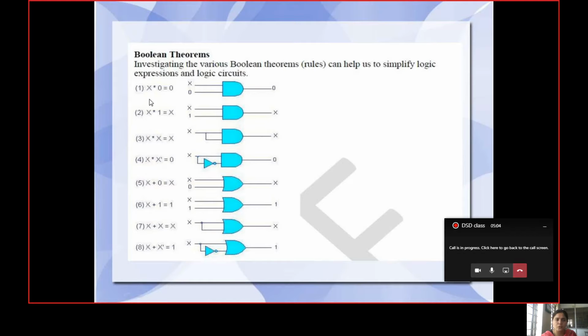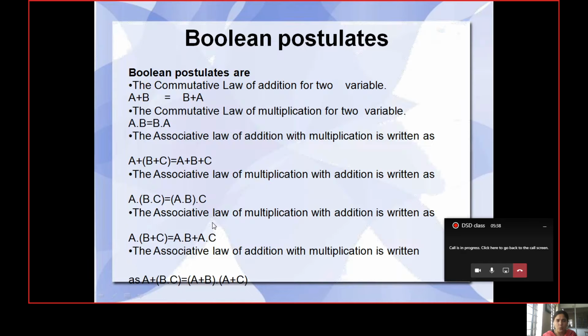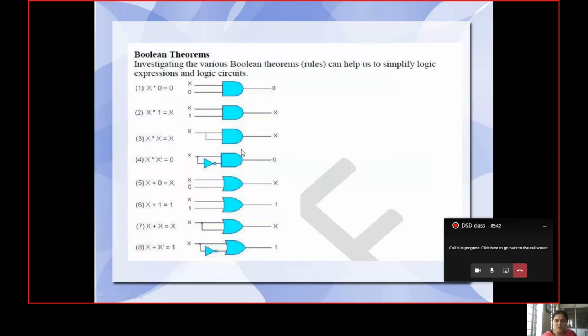So Boolean theorems. So x into 0 is equal to 0. If suppose it is an AND gate, x into 0, it is equal to 0. In the same way, x into 1 is equal to x. X may be 0 or 1. If x is 0, it will be 0. If x is 1, it will be 1. And x into x is equal to x. So this is an AND gate. So x into x will be always equal to x. That is 0 into 0, it will be always 0 if x is equal to 0. If x is equal to 1, 1 into 1, output will be 1. So in the same way, all these things are explained with respect to the gates.